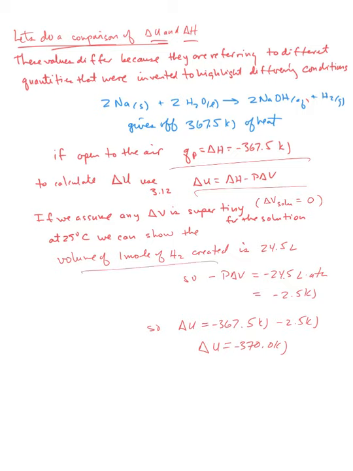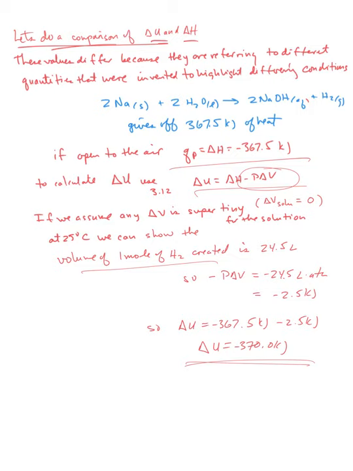So we can show, using the standard ideal gas law, that the volume of 1 mole at room temperature is about 24.5 liters. So the second term in the internal energy equation, minus P delta V, is going to be minus 24.5 liter atmospheres. Using the conversion factor we've discussed, it's minus 2.5 kilojoules. So the change in the internal energy is going to be minus 367.5 kilojoules minus 2.5 kilojoules. The change in the internal energy is minus 370 kilojoules.